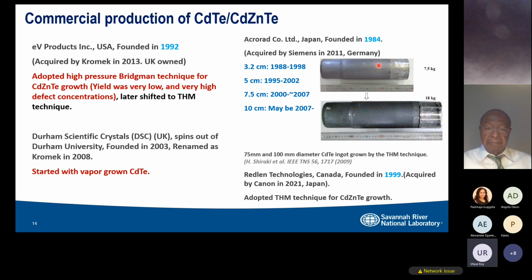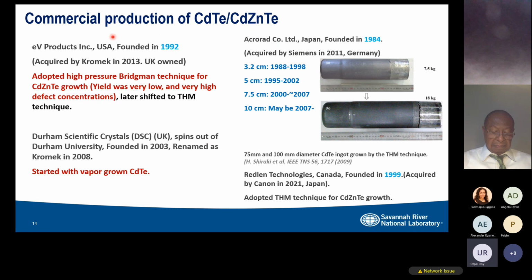And the top figure is about 3 inch, that is 75 millimeter diameter cadmium telluride ingot, and this is a 4-inch, that is 100 millimeter diameter cadmium telluride ingot, that Acrorad is producing right now. These are 10 centimeter diameter ingots, and these are 18 kg, and the 3-inch ones are 7.5 kg.